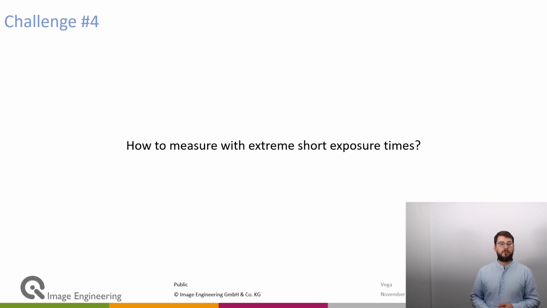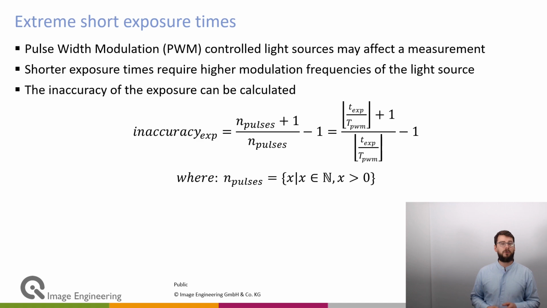How to measure short exposure times? HDR cameras tend to have extremely short exposure times, from time to time even moving down to 10 microseconds or even lower. And I don't want to go through the math exactly, but if you are using a pulse width modulated light source, you can calculate the effect of the pulse width modulated light source on your image material. The shorter the exposure time of your camera is, the greater is the impact on your image or on your exposure. And this inaccuracy can be calculated with this equation here.